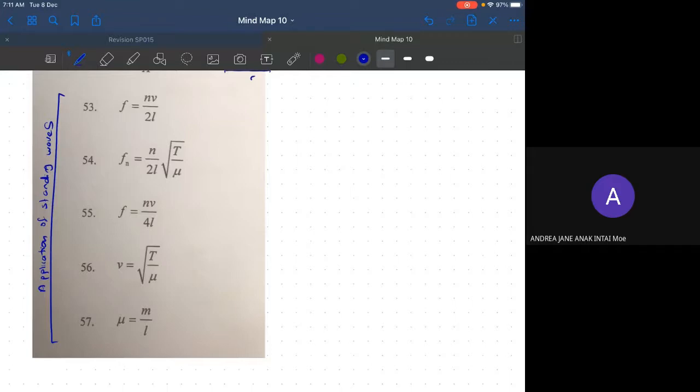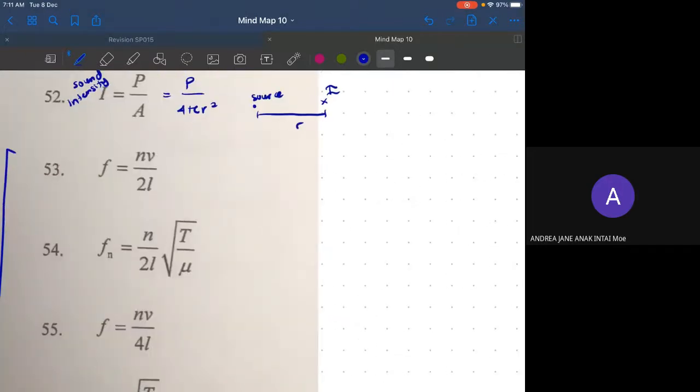And then itulah contohnya. So kita ada, nak cakap ni kat sini, kita ada 2 application of standing wave. Satu guna tali iaitu string, satu lagi guna pipe, okay. Okay, so kita tengok satu-satu. Okay, f equals to nv over 2L ni kita cakap ini untuk apa tu? Ni untuk string.